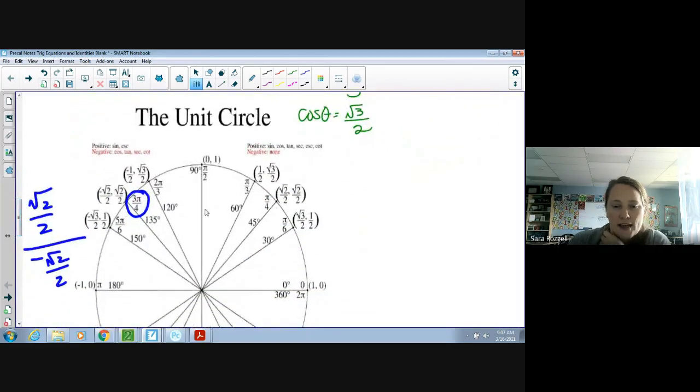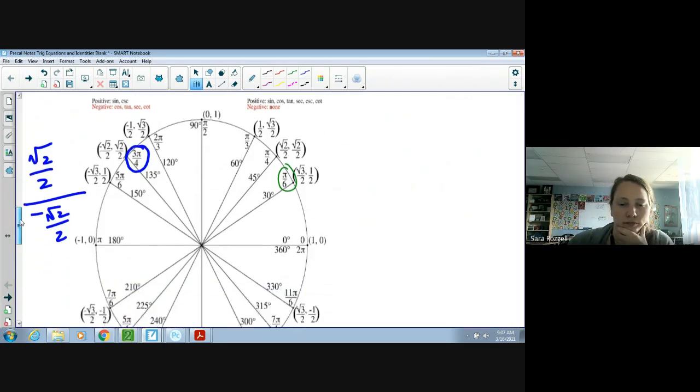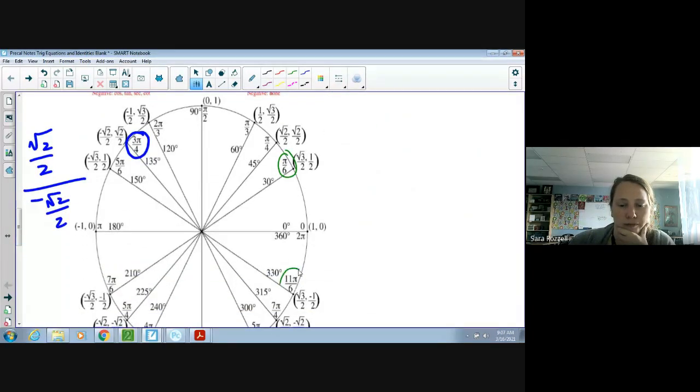Cosine is the x. So when x is root 3 over 2, that is here, right? I bet there's another one right here. Okay, so pi over 6 and 11 pi over 6.